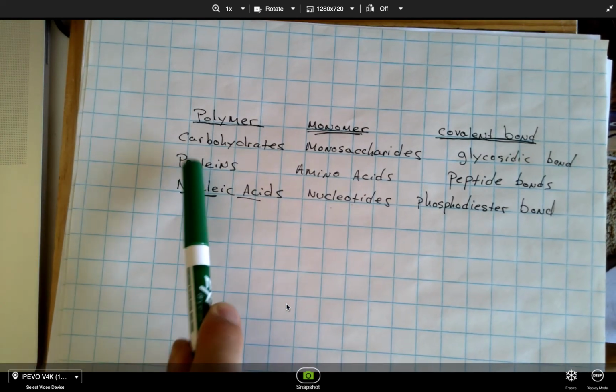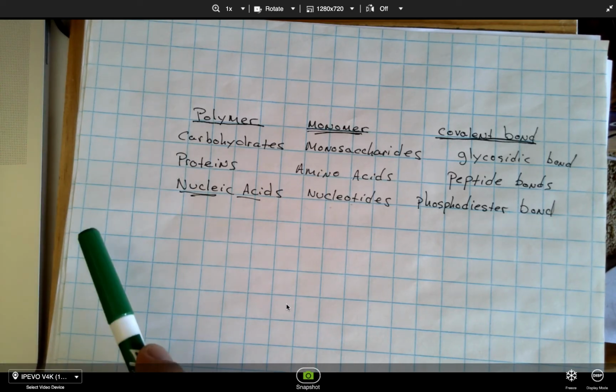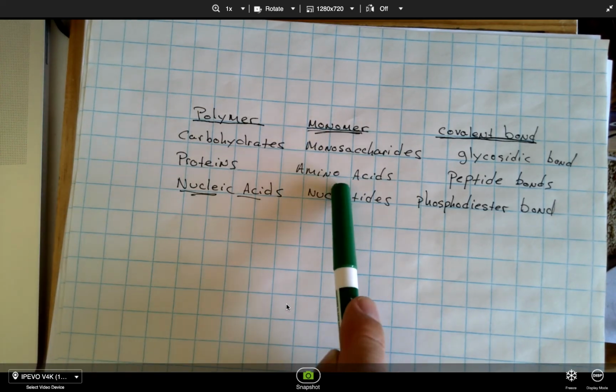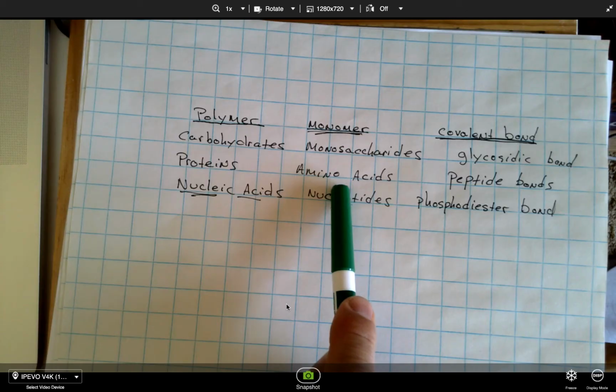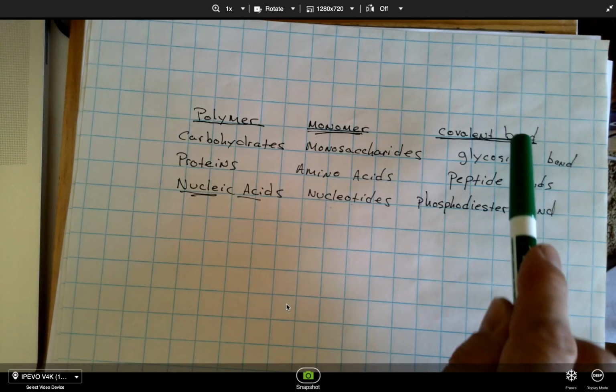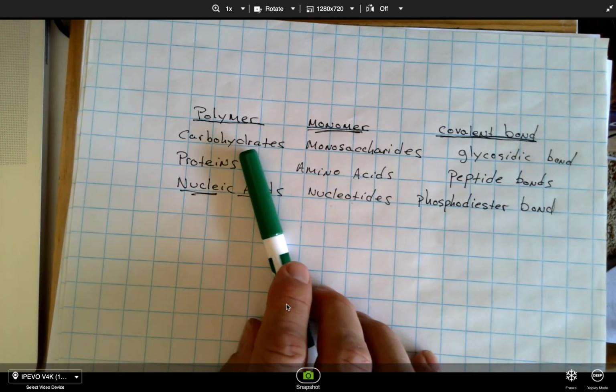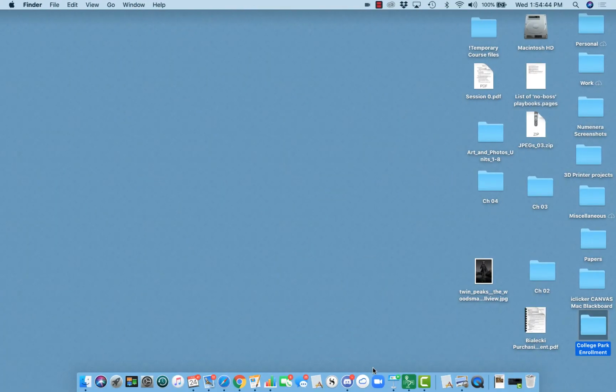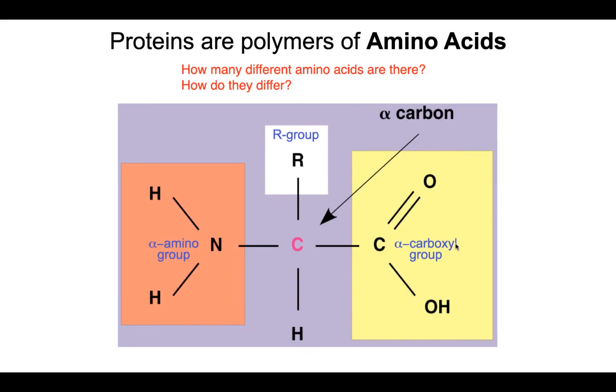And now we're here in proteins. And we're going to spend a lot of time with proteins. The monomer are the amino acids. We're going to discuss those in quite a bit of detail in a moment. And the covalent bond that connects amino acids are peptide bonds. So let's take a closer look at an amino acid.